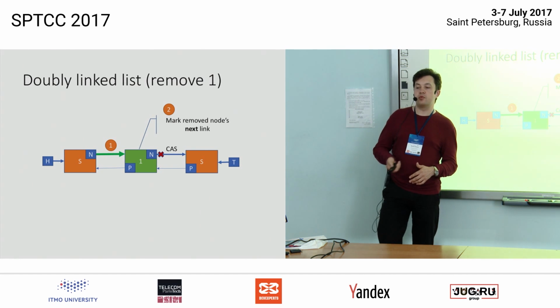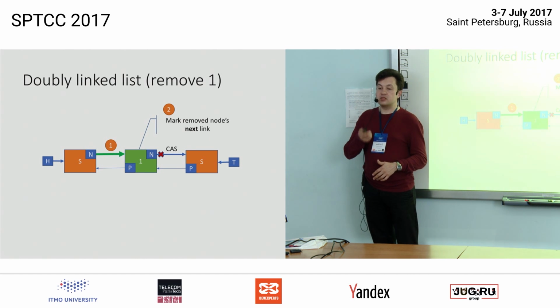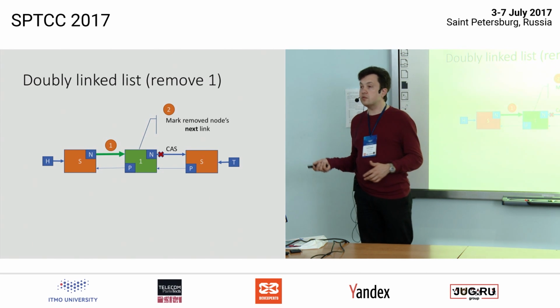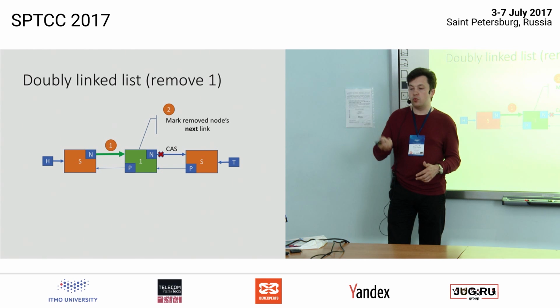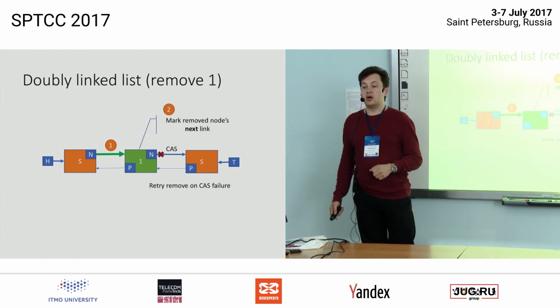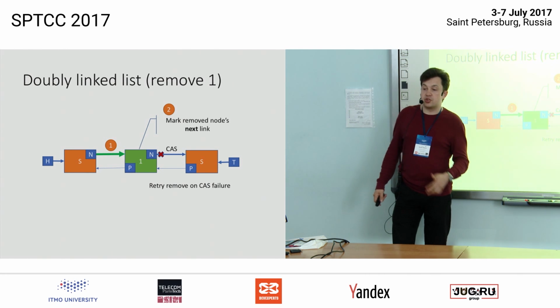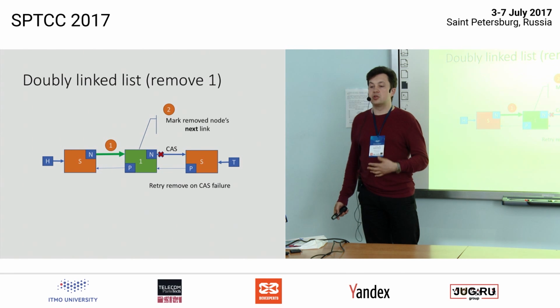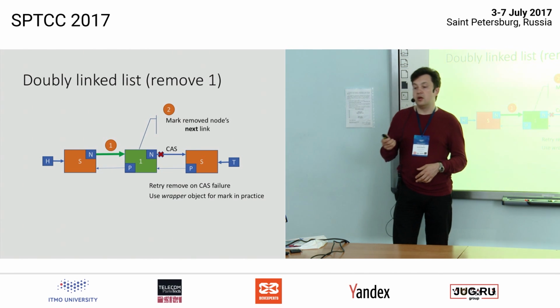So I mark the removed node's next link first. This mark is the moment when the node is considered to be removed. It's still linked into the chain, but it's considered removed as soon as this marking compare-and-set succeeds. If it fails, we retry the whole operation. Navigate to the first node again, and retry, attempting to mark it as removed.